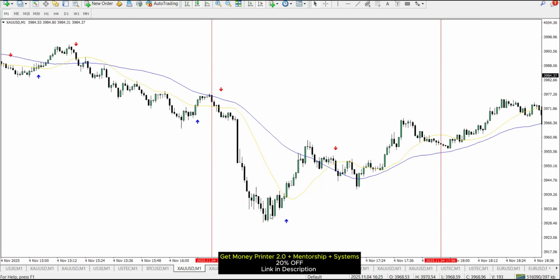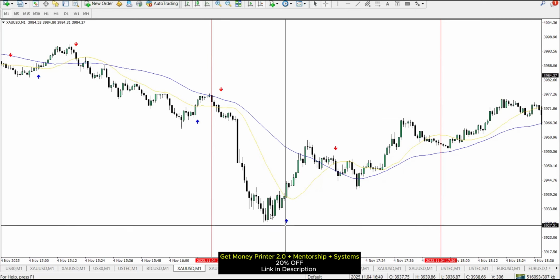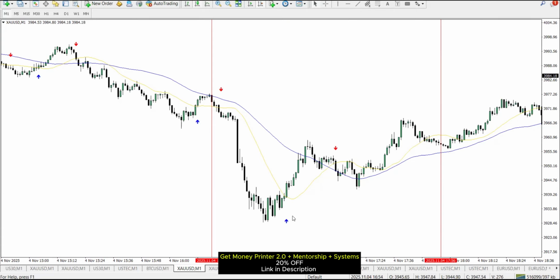Okay, guys. Now this you ignore because it's inside the moving averages. That's a counter trend trade. And this one you ignore because it never broke out of the moving averages. Okay. So that was your trade for the day.